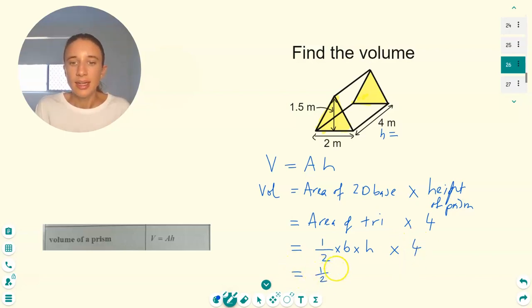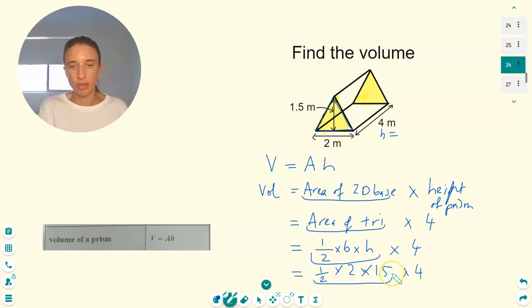And then focusing on this 2D shape, the base is 2. The height is 1.5. And then you've got to times by that height of the prism. Make sure you're substituting in for that area of the 2D base. And let's put it in our calculator.